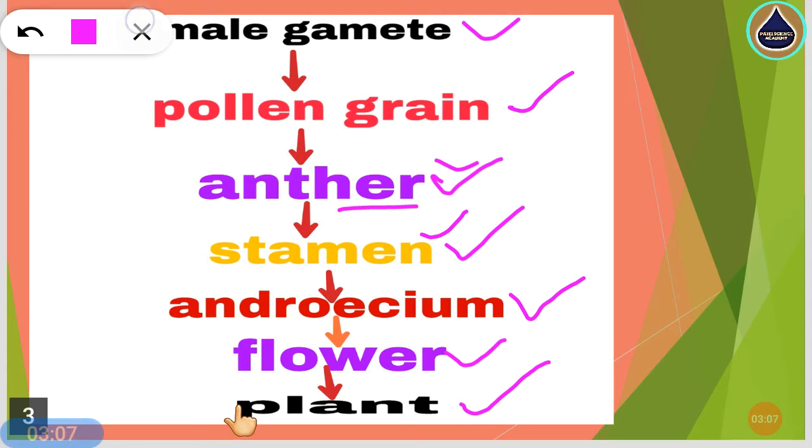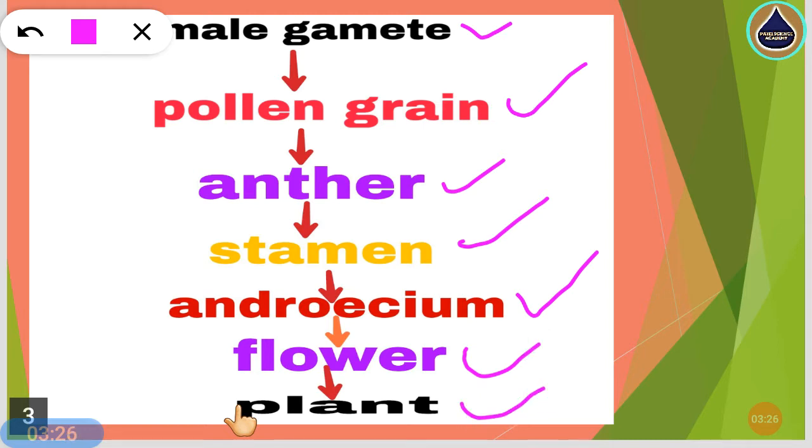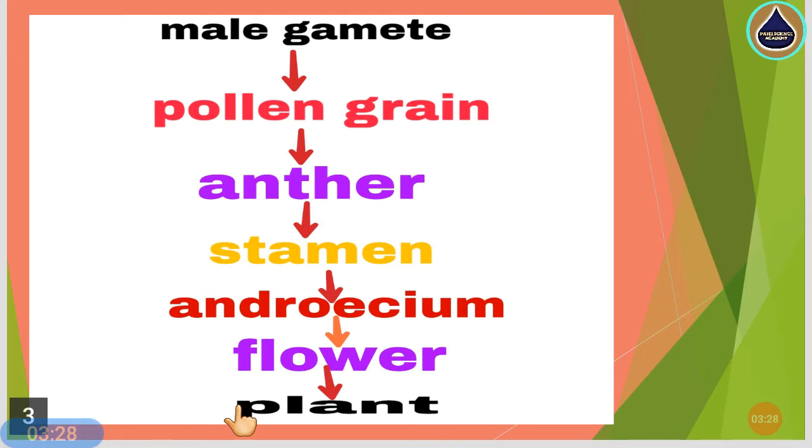So this male gamete is formed in the pollen grain, which is present in the anther, which is the part of the stamen, the single unit of the androecium. The androecium is the male part of the flower. The flower is the part of the plant. So you can first understand about these male gametes. I hope you have understood it.